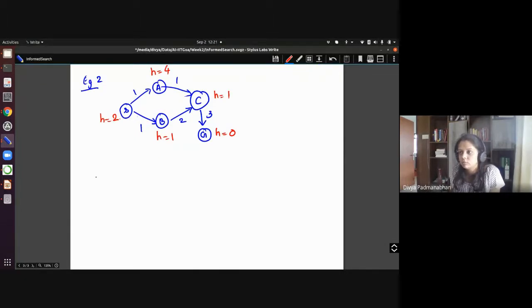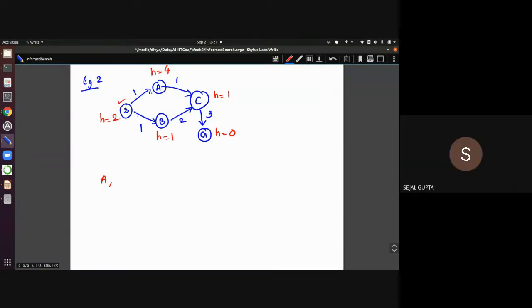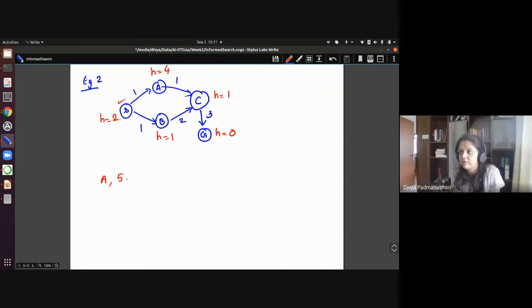So we start off with S. S is visited, so we'll mark this as visited, and then we have A. And what is going to be the total priority? It's 5, right? So A with 5 and path SA, and then you have B, and here it's going to be 2, and SB. And then you will remove B, B is going to be the next.